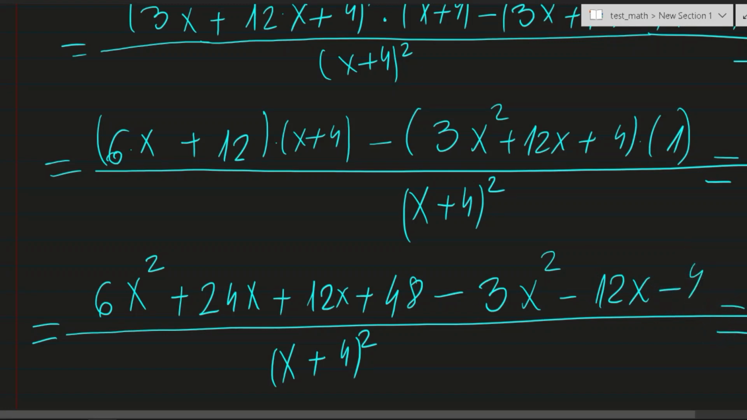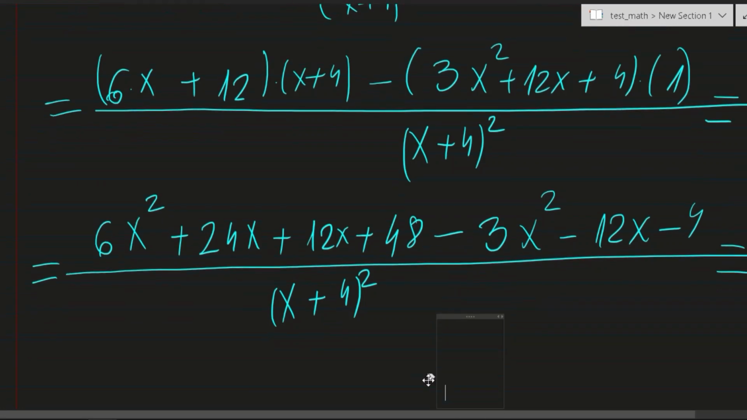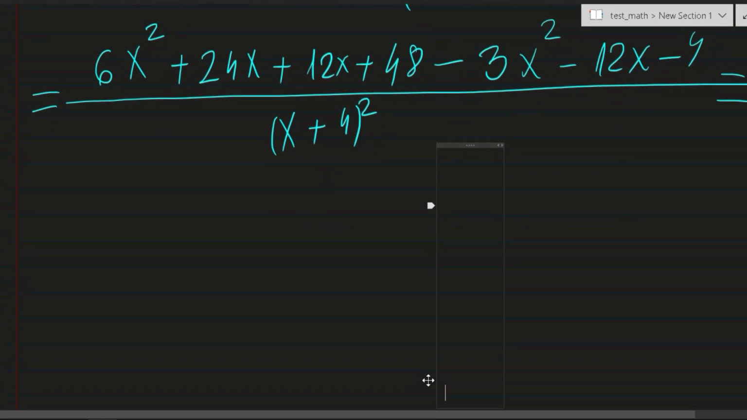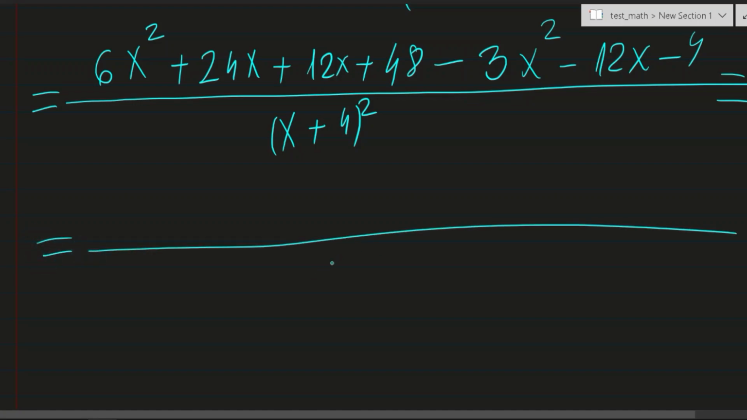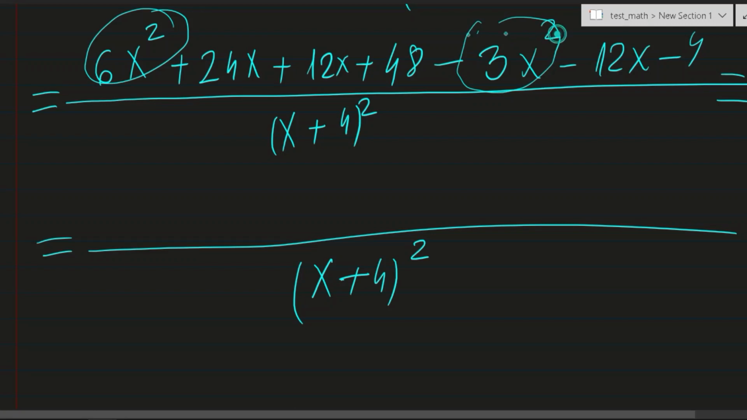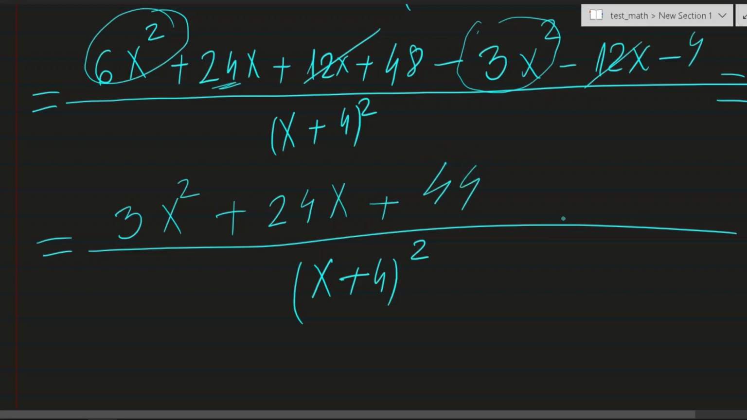Now what will we have. When these monomials have the same power, here power of 2 and here power of 2, we can apply the mathematical operation. Here we have 6 minus 3 is 3x to the power of 2. Here we have 24, these are the same, x and x is 0, plus 24x, and plus 48 minus 4 is 44. And this is the result.